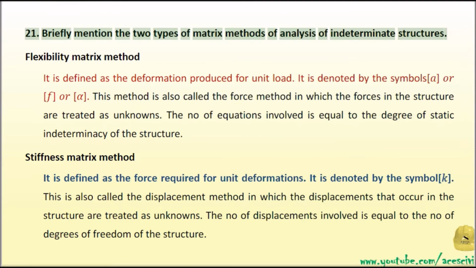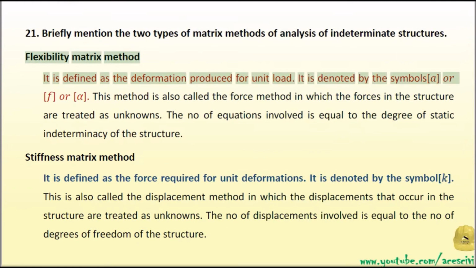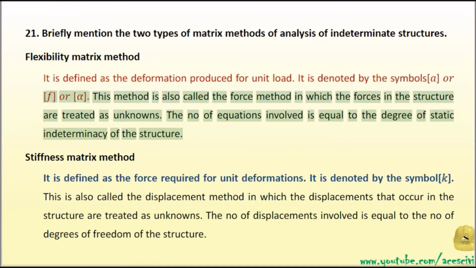Briefly mention the two types of matrix methods of analysis of indeterminate structures. Flexibility matrix method. It is defined as the deformation produced for unit load. It is denoted by the symbols. This method is also called the force method, in which the forces in the structure are treated as unknowns. The number of equations involved is equal to the degree of static indeterminacy of the structure.